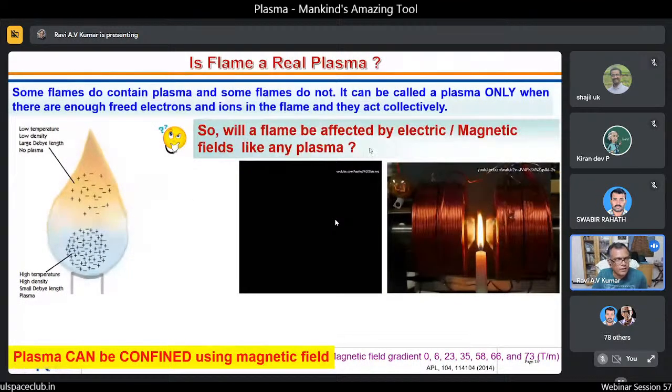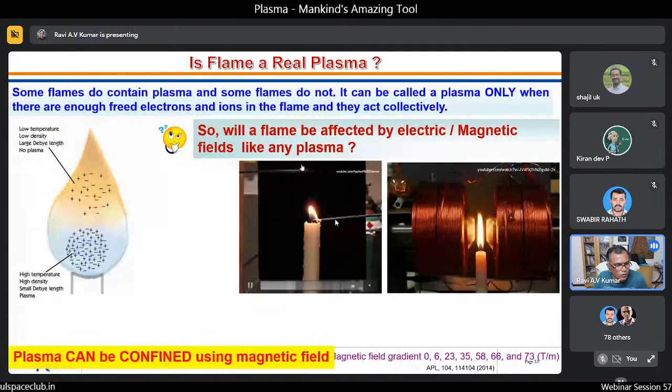As I said, you can control a plasma with electric and magnetic fields. Let us prove that. Now let us take this candle here. There are high voltage points. You can see that when I apply voltage at these two electrodes, the flame gets bent towards one side. See that? So that is showing that this flame does have some kind of charged particles.